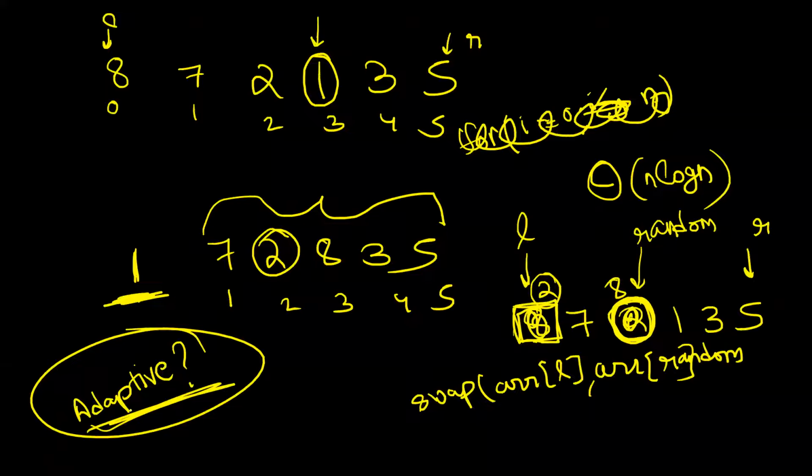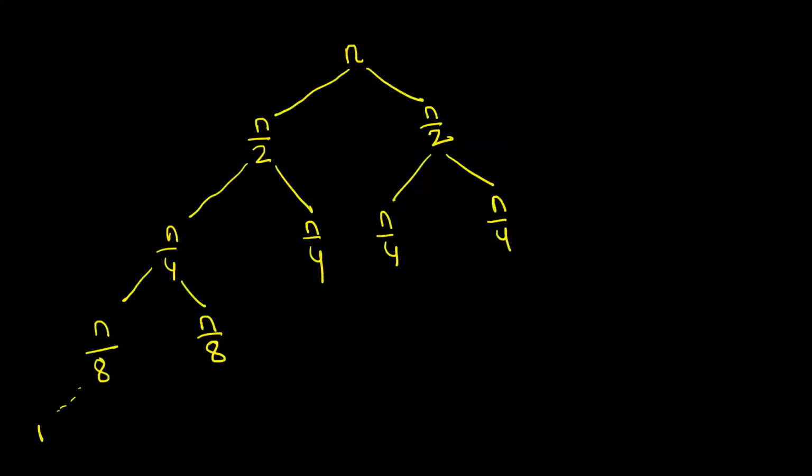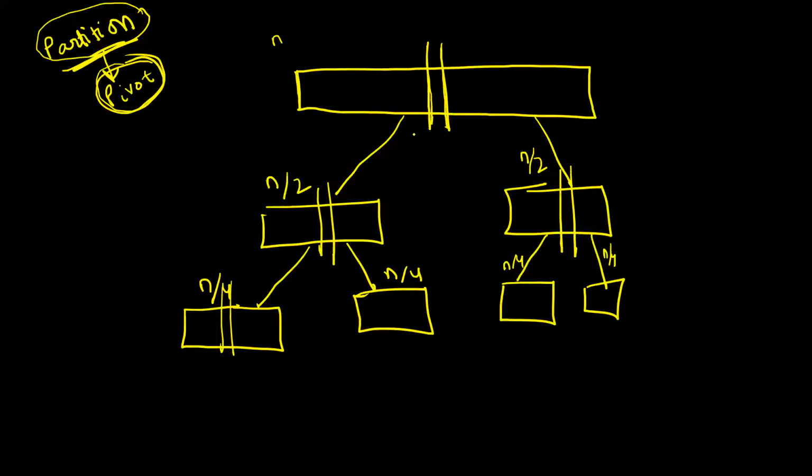So definitely it's not adaptive. It's not at all adaptive because it depends on the element that you are choosing as the pivot. And we just saw that for a sorted array, you might get n square if you choose your pivots badly or in increasing order. So it's not adaptive.